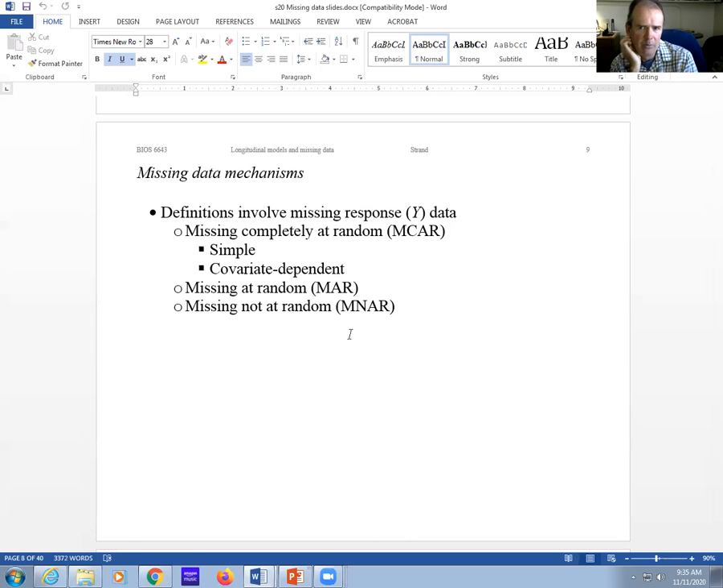Some of you may be familiar with these terms, but in order to understand how we should account for missing data, you have to have an idea about the missing data mechanism. What I mean by that is, I'll describe shortly, but we have 3 basic categories: missing completely at random, missing at random, and missing not at random.